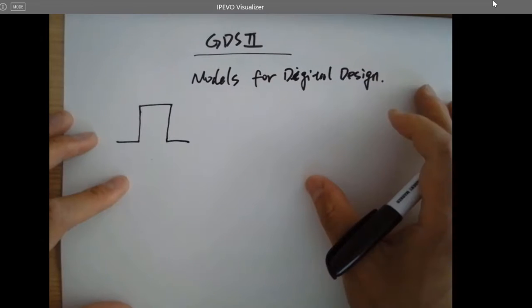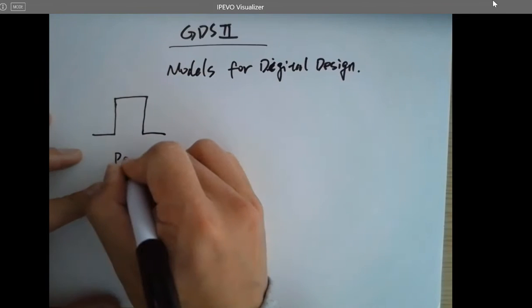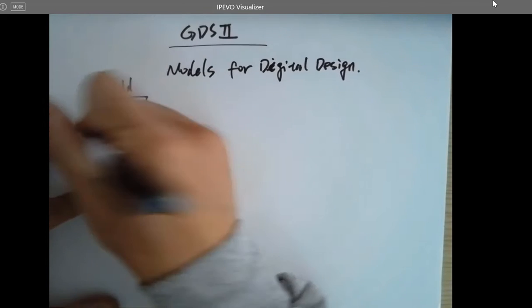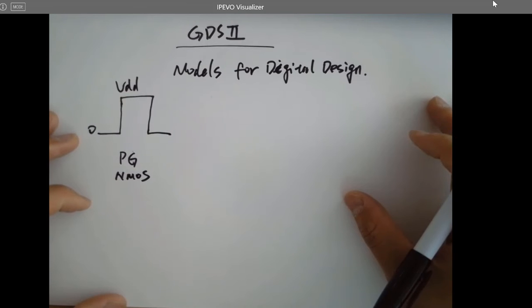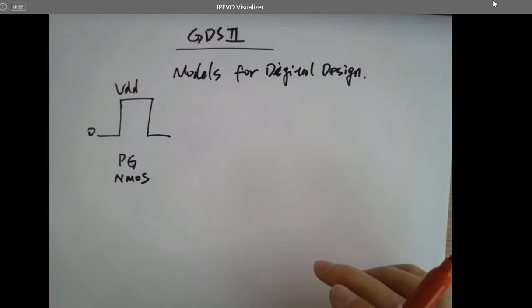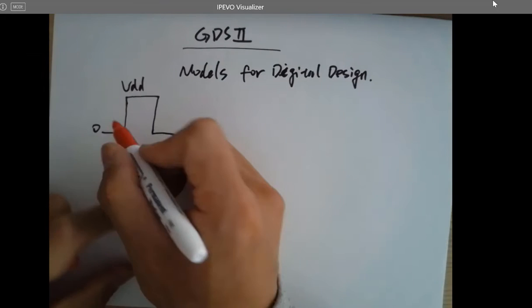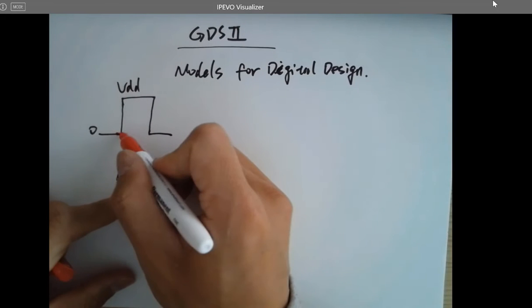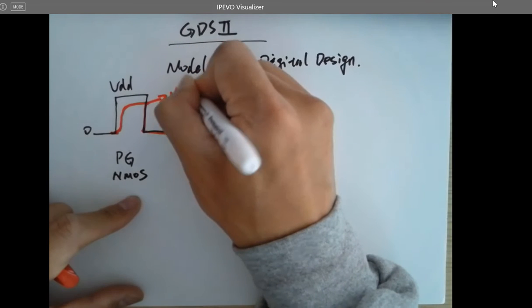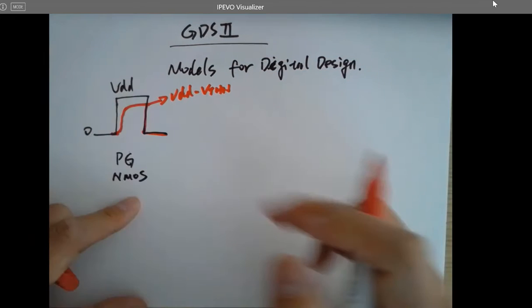If this is the input and it's passing a pass gate, which is an NMOS pass gate, that's VDD, that's ground. What does the output look like? NMOS is good at passing zeros, but not ones. So it's going to do this for you, and the voltage here will be VDD minus VTHN, because it can never reach VDD.